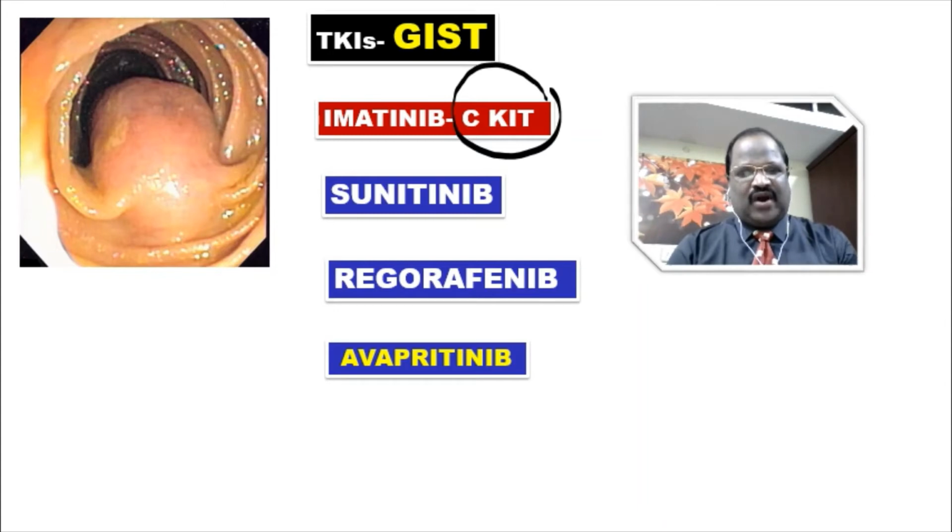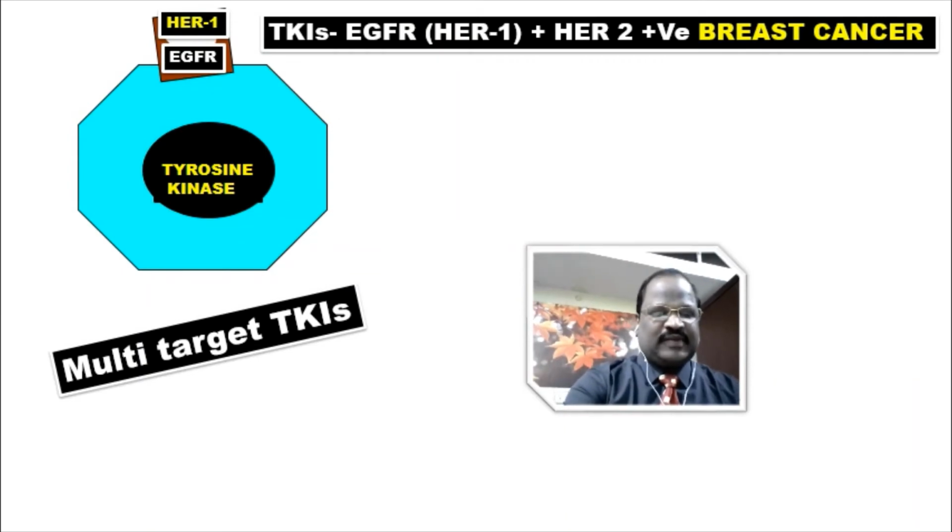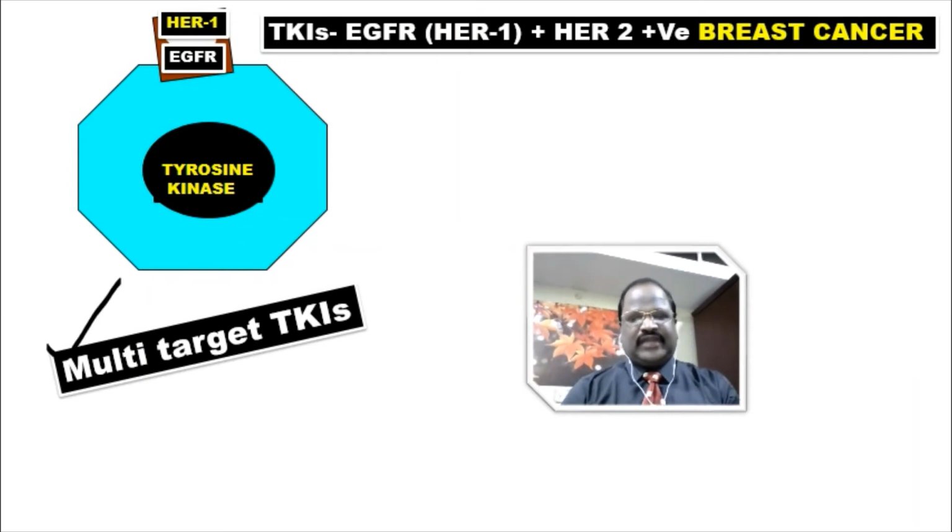So, doctor, what we have so far discussed is that there are some tyrosine kinase inhibitors targeting EGFR, some targeting VEGFR, some targeting PDGFR. Now, what we are going to discuss is multi-targeted tyrosine kinase inhibitors. Multi-target. That means there are some tyrosine kinase inhibitors targeting more than one receptor.